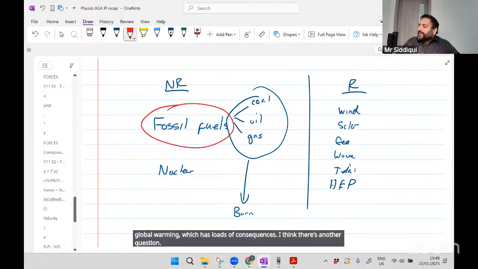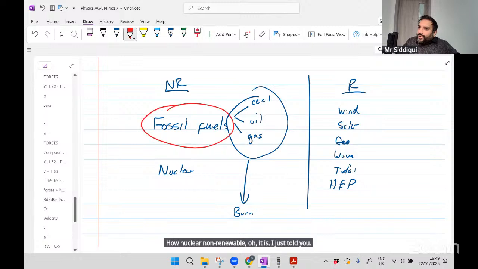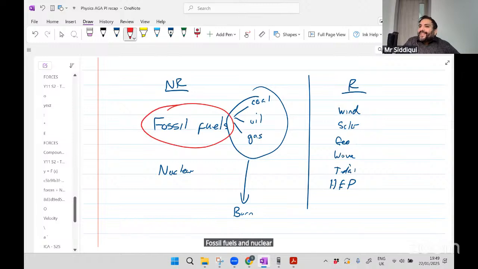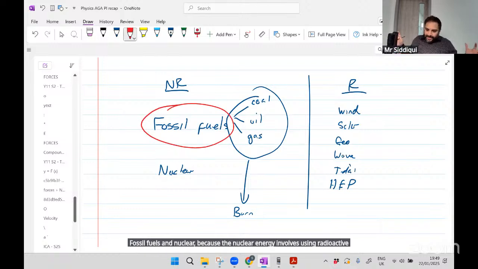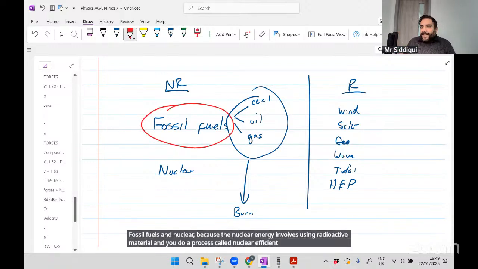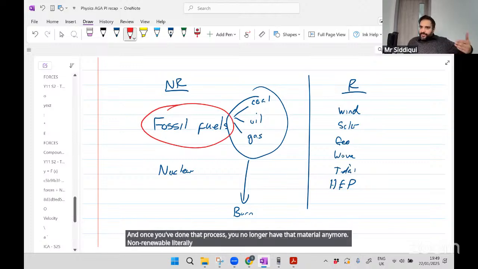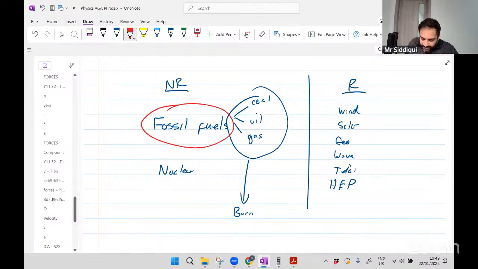I think there's another question. How is nuclear non-renewable? Oh, it is, I just told you. Nuclear is one of the non-renewables. There are fossil fuels and nuclear, because nuclear energy involves using radioactive material and you do a process called nuclear fission with it. Once you've done that process, you no longer have that material anymore. Non-renewable literally means that you can't reuse the source of the energy. So nuclear is non-renewable. As I said, non-renewable is the fossil fuels and nuclear. Everything else is renewable.